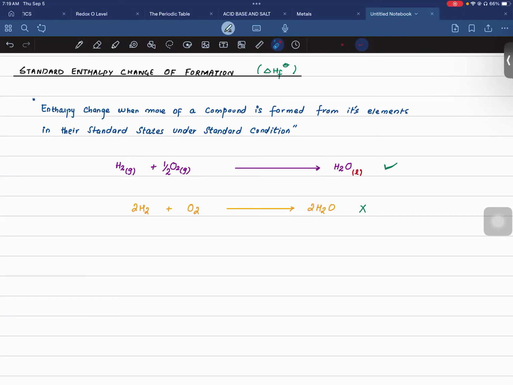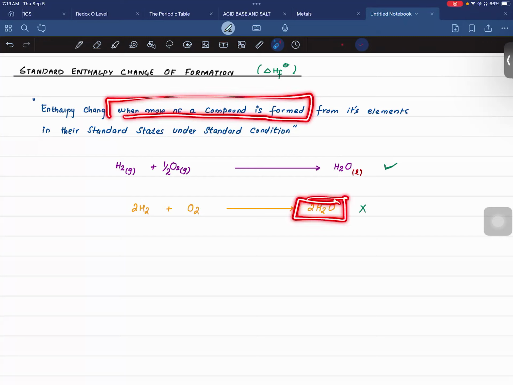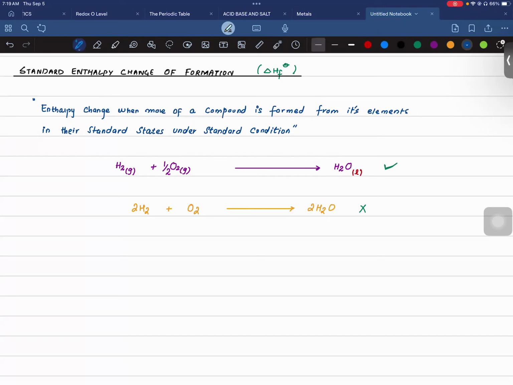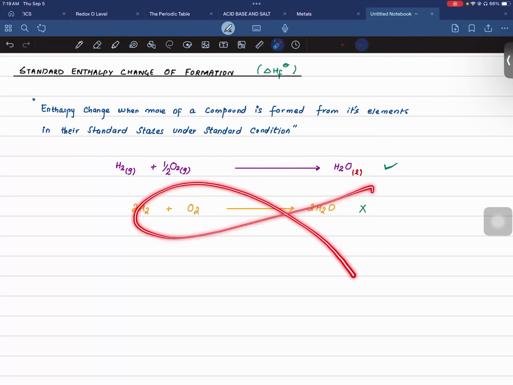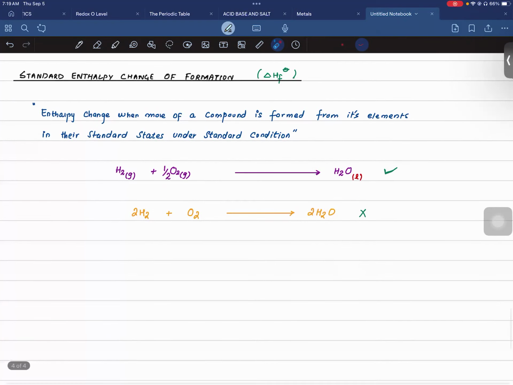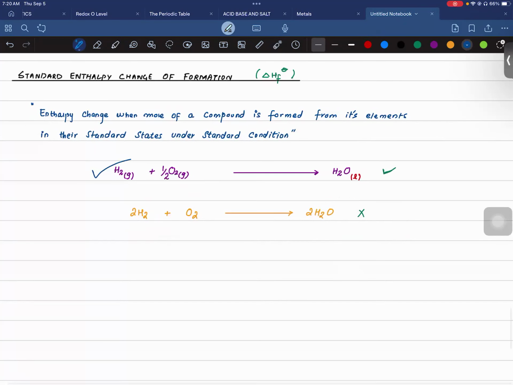According to the definition, they are saying that we are supposed to have 1 mole of a compound formed. This is 2 moles. That's why technically this equation is incorrect. This is not following the definition of enthalpy change of formation. That's why equation A is correct. Always you need to form 1 mole of a compound.